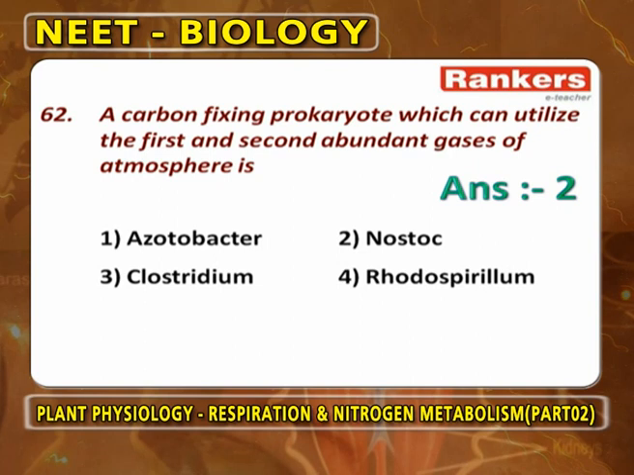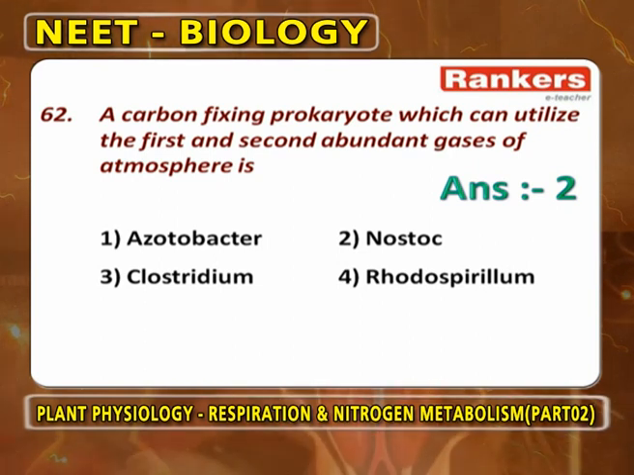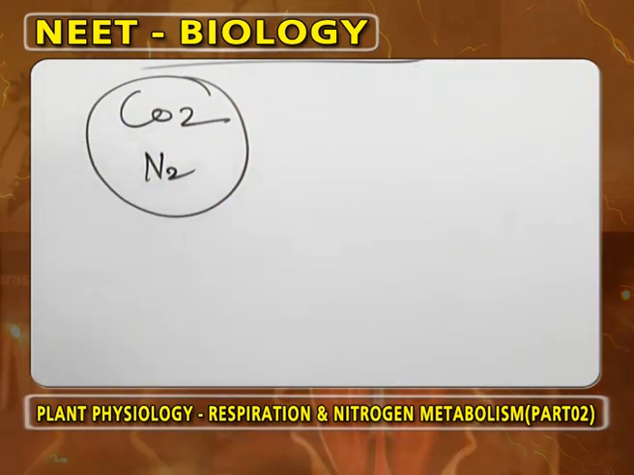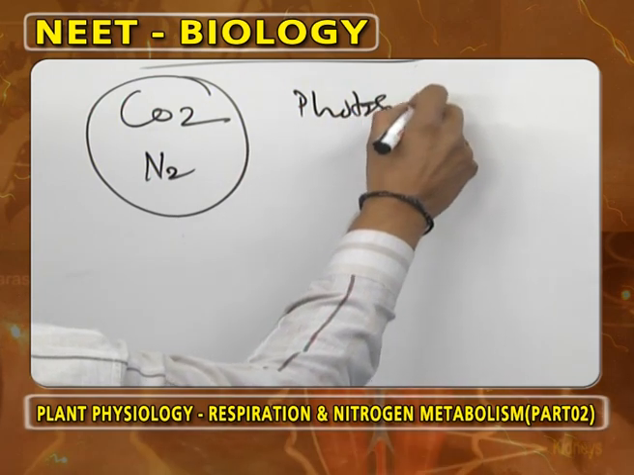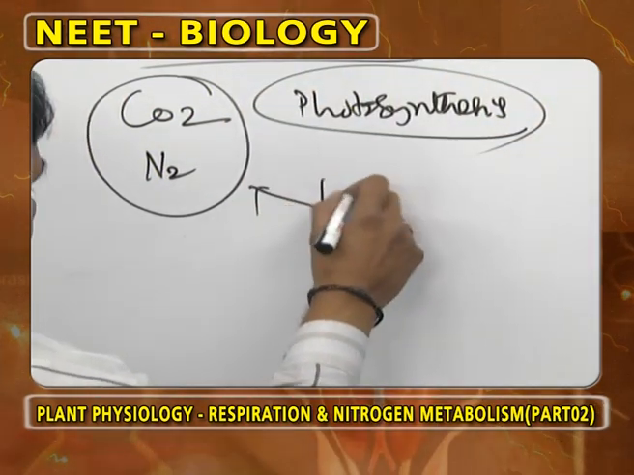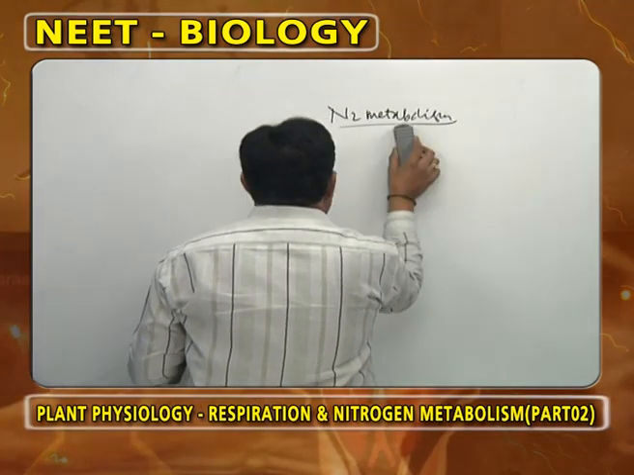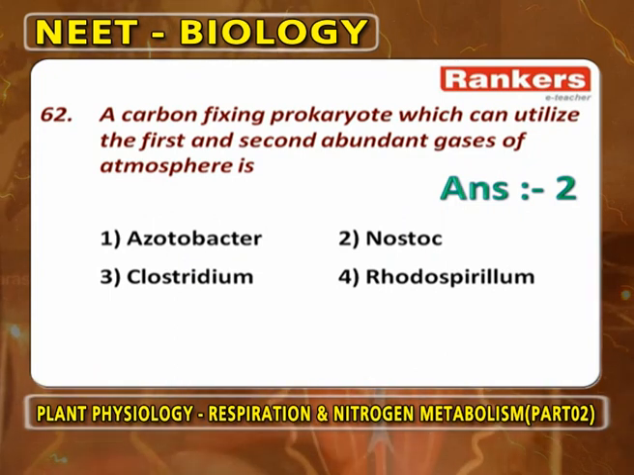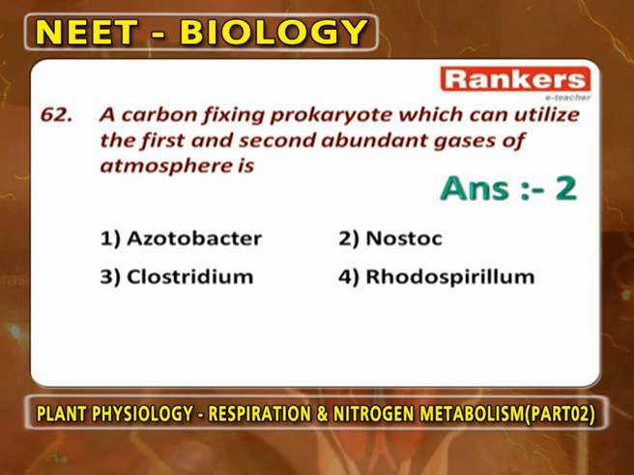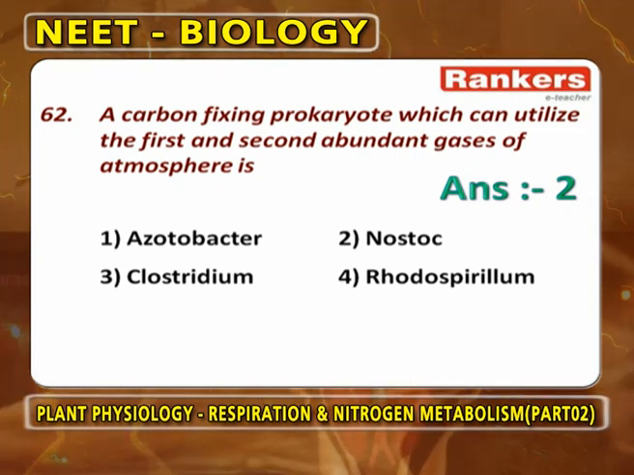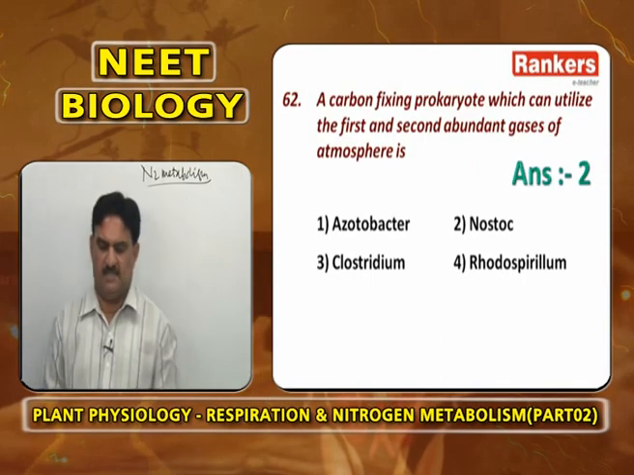A carbon fixing prokaryote which can utilize the first and second abundant gases of the atmosphere. What are the first and second abundant gases? Nitrogen and CO2. Both are utilized only by photosynthetic organisms, and the one which can utilize both is Nostoc, because Nostoc is a blue-green alga which can perform photosynthesis, so it utilizes CO2. Nostoc contains dinitrogenase, so it can utilize nitrogen. Azotobacter is a bacterium which only takes nitrogen. Clostridium only nitrogen. Rhodospirillum only carbon, not nitrogen. So the carbon fixing prokaryote which can utilize nitrogen and carbon dioxide is Nostoc. Second option.